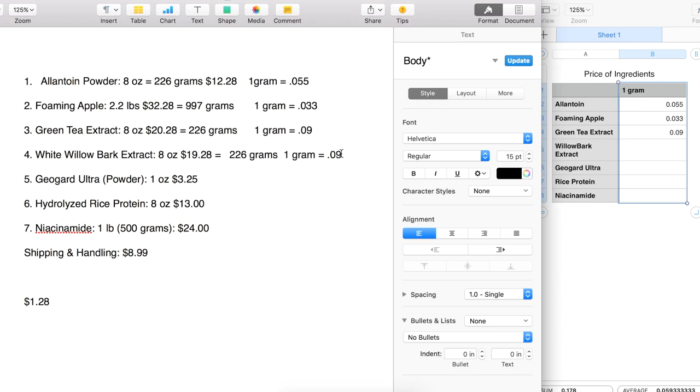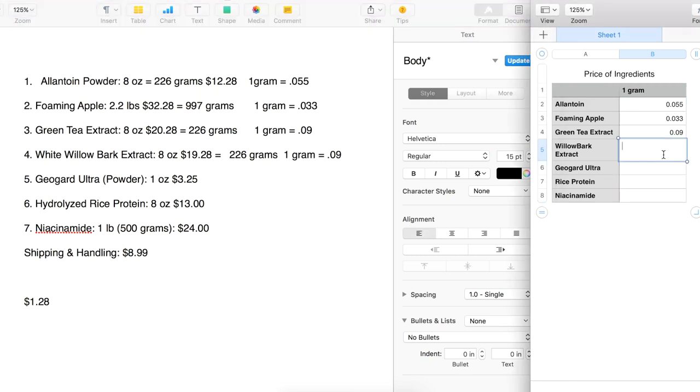So in this next part, I showed you guys how to calculate the cost of the willow bark extract. I felt like 3 examples was good enough, so I didn't add this one in because the video is way too long, but I ended up finding that 1 gram of willow bark equals 9 cents. Willow bark extract, 1 gram of it costs 0.09.